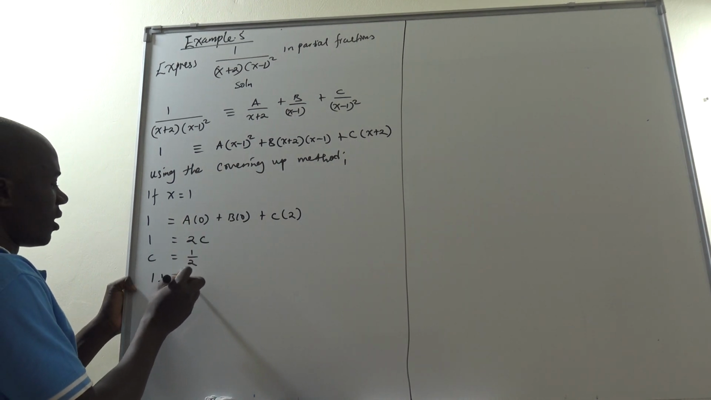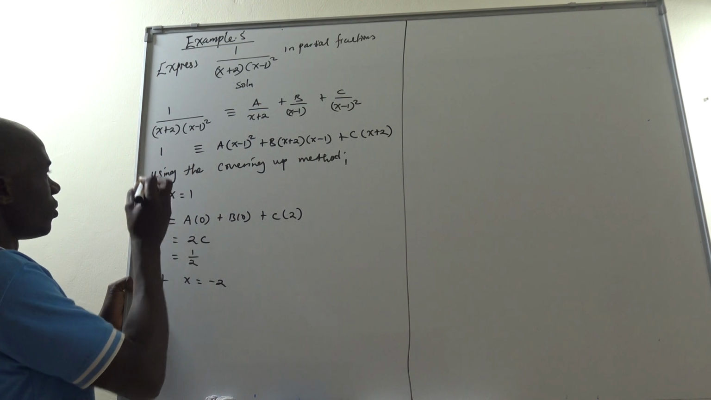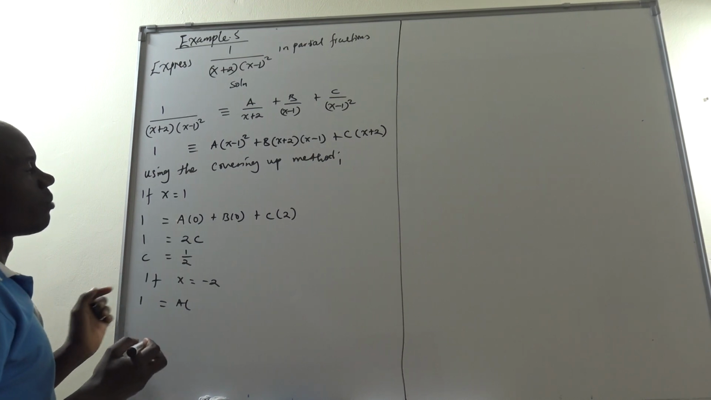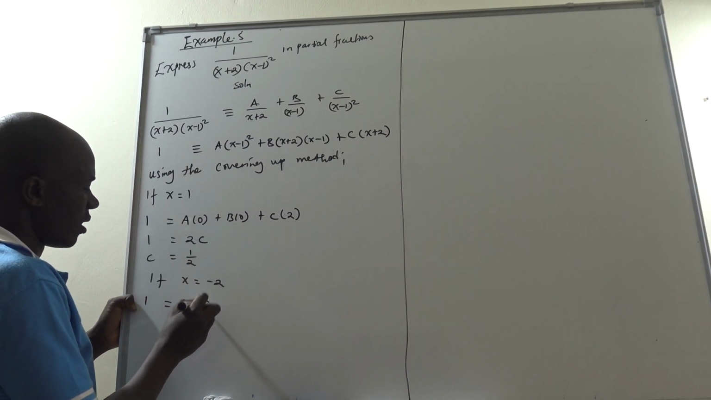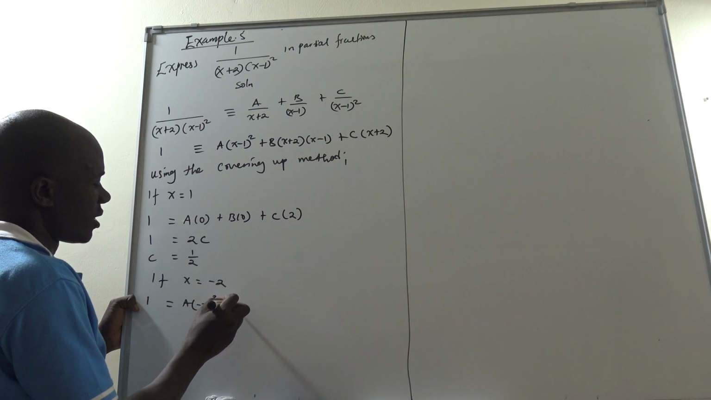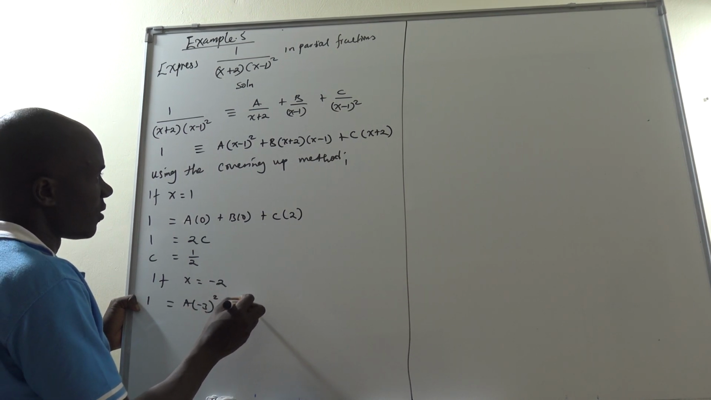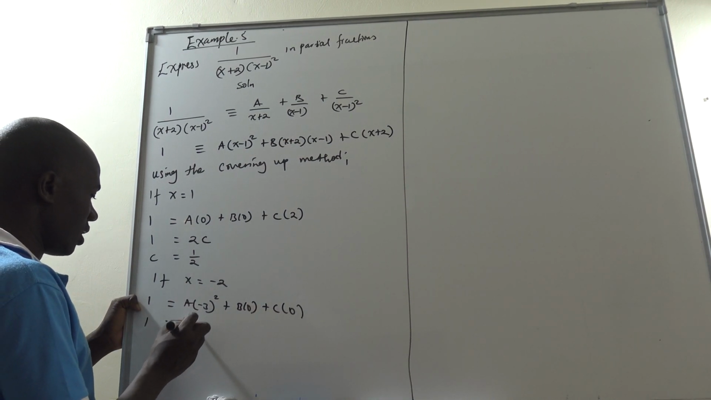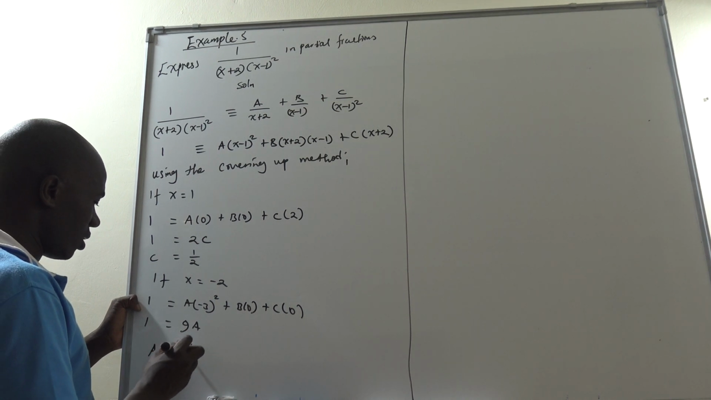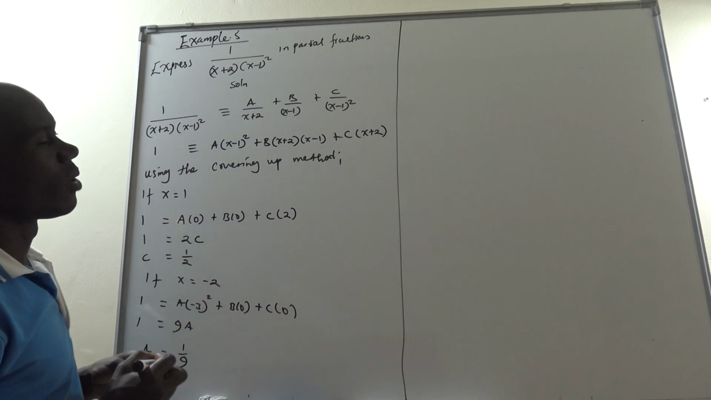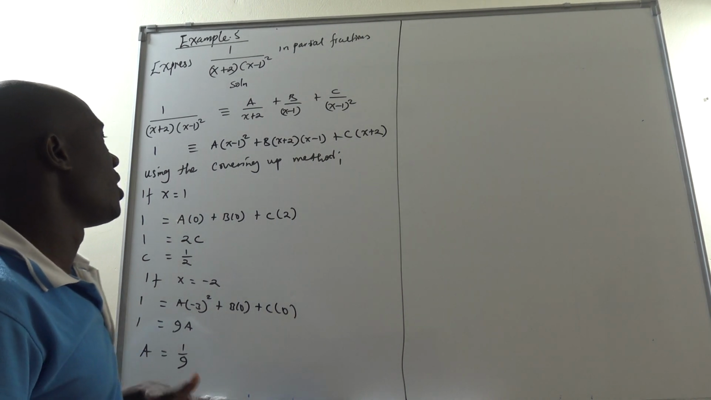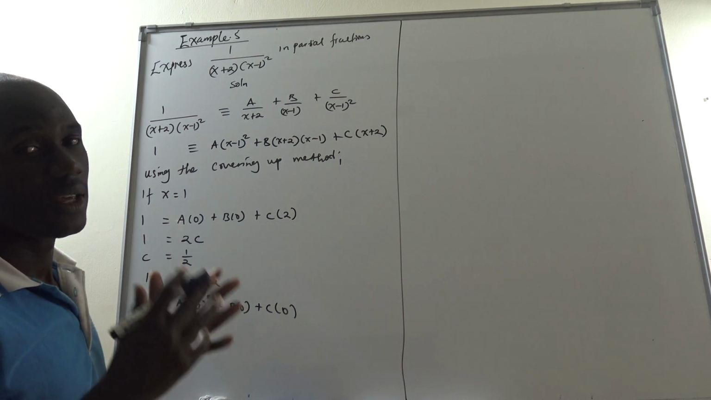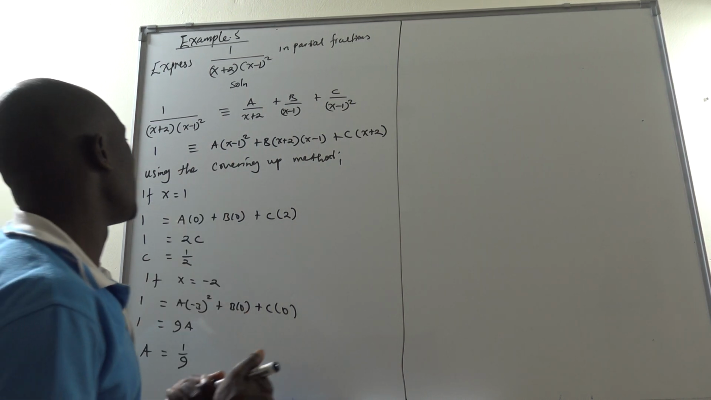And say if x equals -2, we get 1 equals A into (-2 - 1), we are getting -3, the whole of it squared, plus B is being affected, and again C is also affected. So 1 equals 9A. So the whole A equals 1 out of 9. So our A is 1 out of 9. Then after there, we are free to substitute in any number so that we can get the remaining unknown.